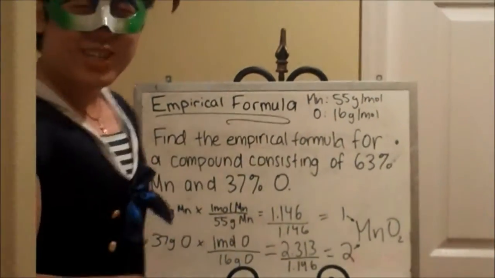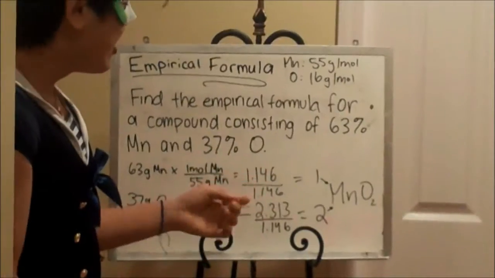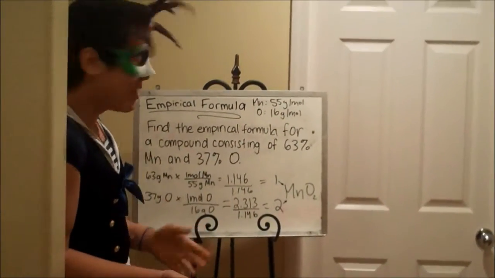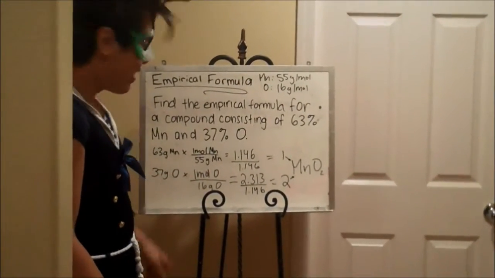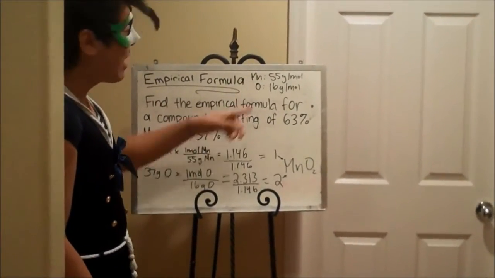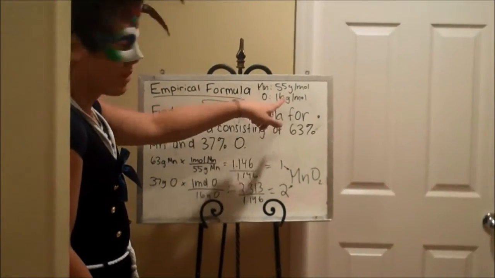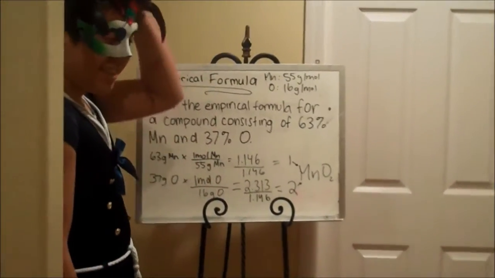Alright, I want to show you the empirical formula. What you do is, you look at the question. You notice how it's 63% and 37%? It equals out to 100. So then you can assume that there's 63 grams of magnesium and 37 grams of oxygen. You find out what the molar mass is, which is 55 grams per mole and 16 grams per mole, and you turn it into moles. So you just divide it. Then, I don't know what to do after this part.